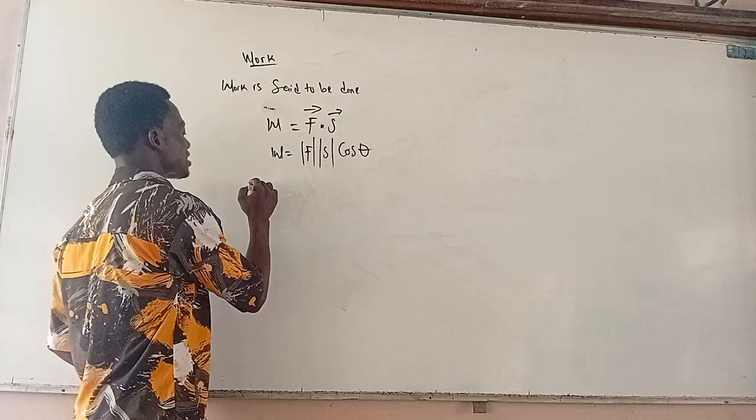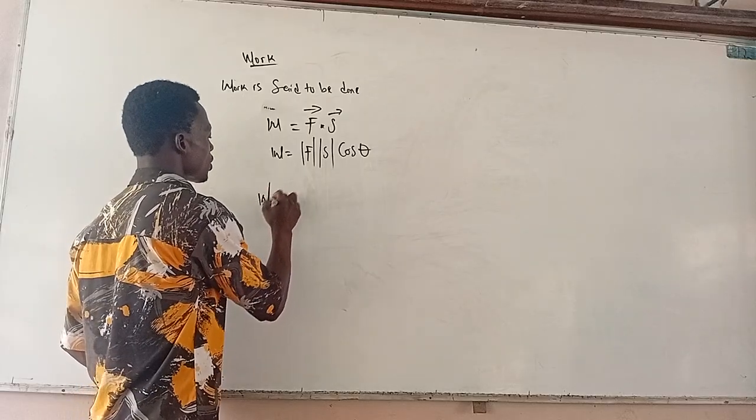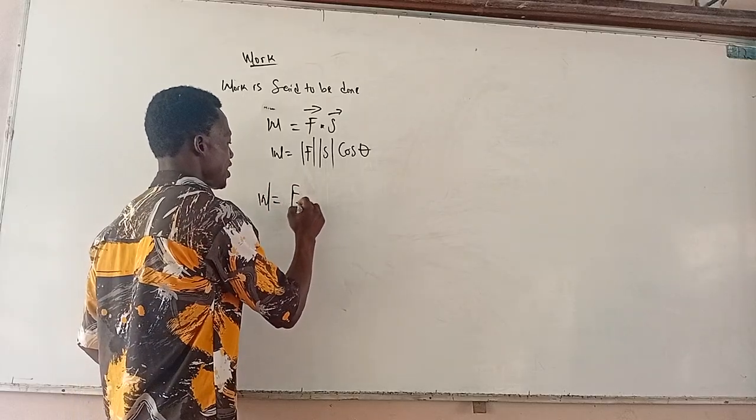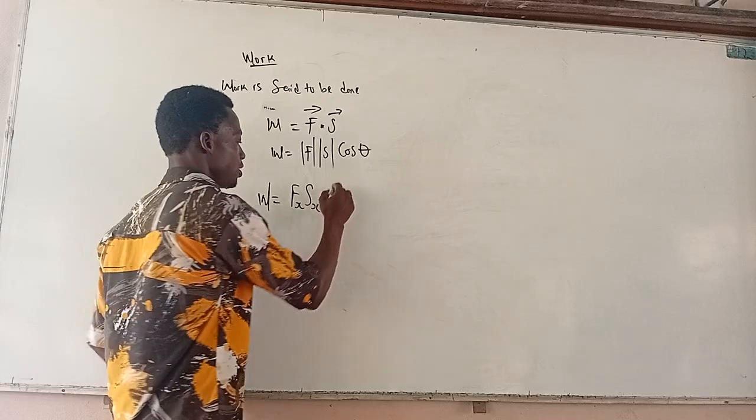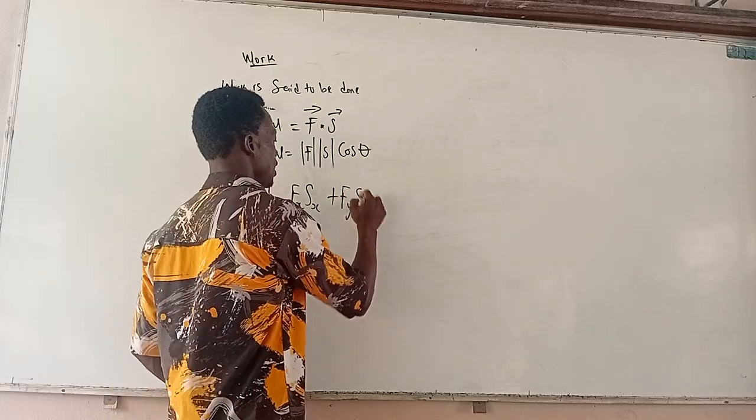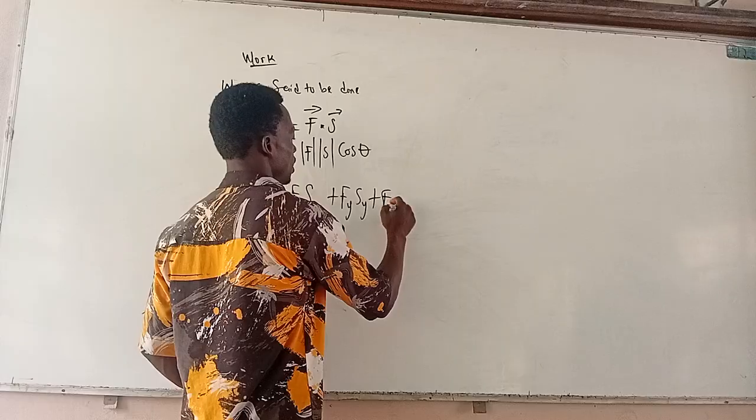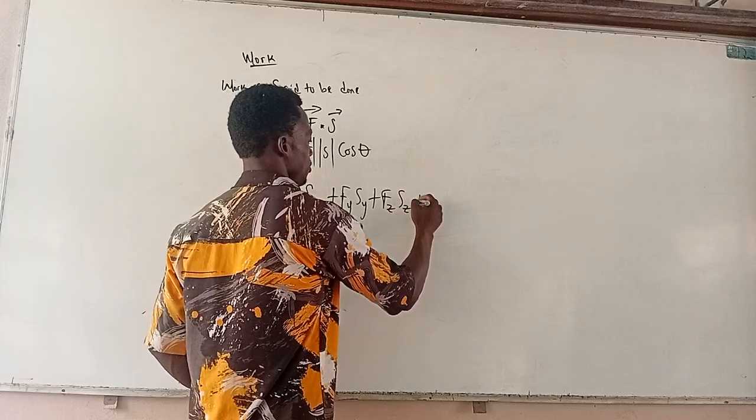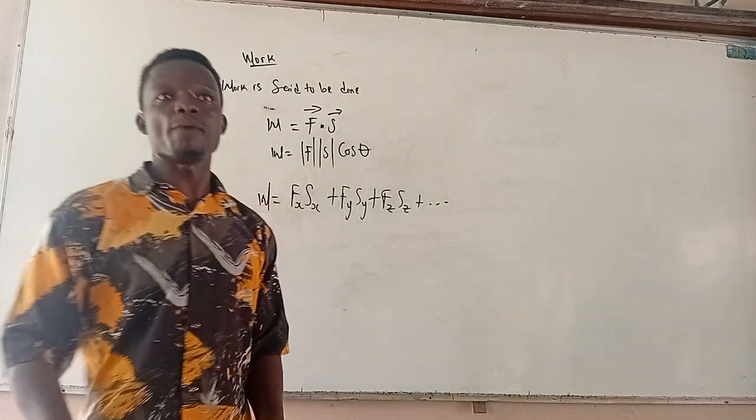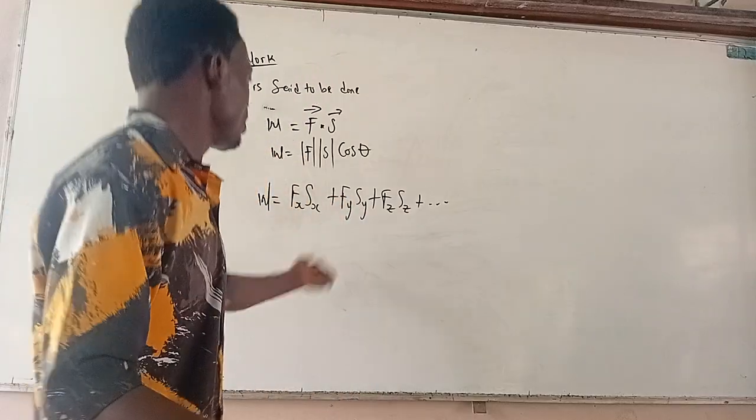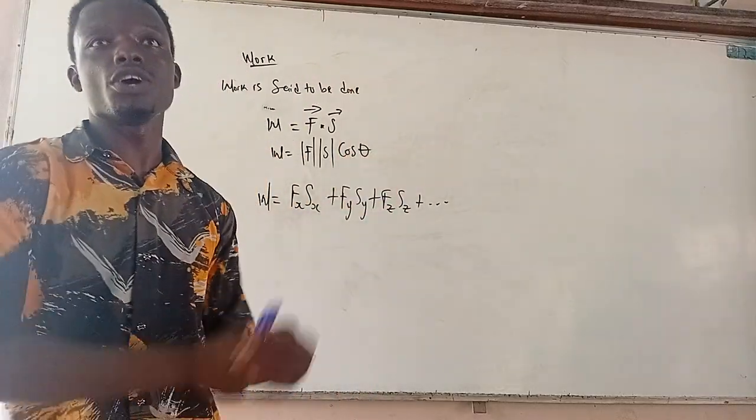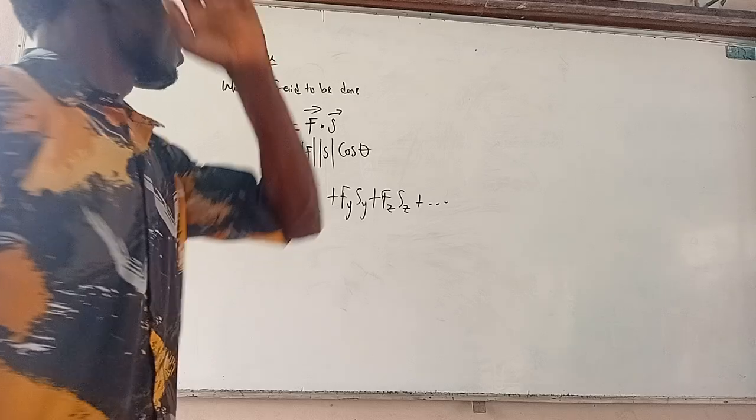And in analytical form, we can say our work done equals Fx Sx plus Fy Sy plus Fz Sz, depending on how many dimensions you have, adding everything together to give you the total work done on a body.